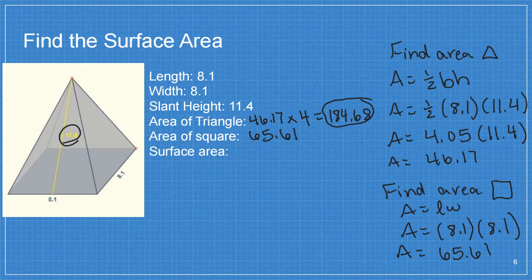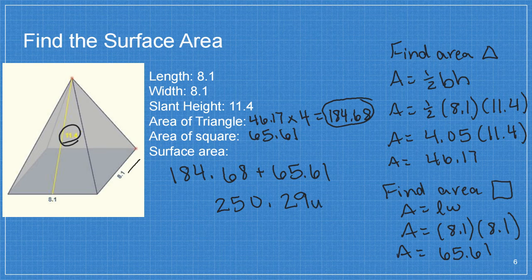So now to find the surface area, I do what? I add both of those totals together. So I have 184.68, and I'm going to add to that 65.61. What do you get whenever you add those together? You should get 250.29. And what is my label here? It is units because I don't have a label. So I do units, and is it squared, cubed? What do I do here? It is units squared. Remember that for the surface area, it will always be units squared. And that is my final answer.